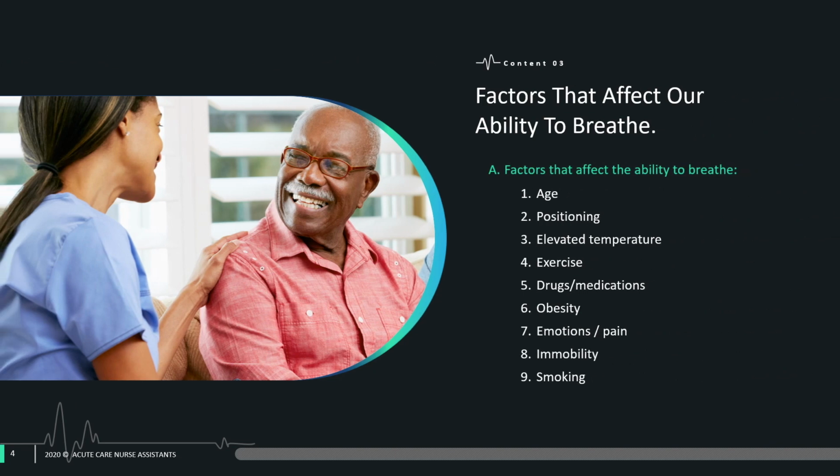Content 3. Factors that affect our ability to breathe: age, positioning, elevated temperature, exercise, drugs and medications, obesity, emotions and pain, immobility, and smoking.